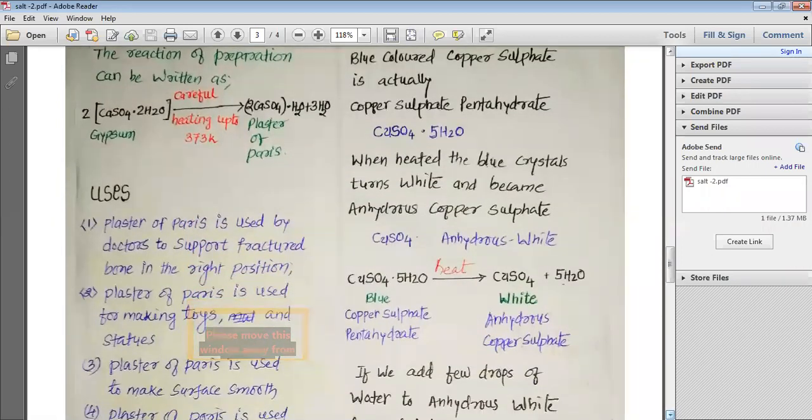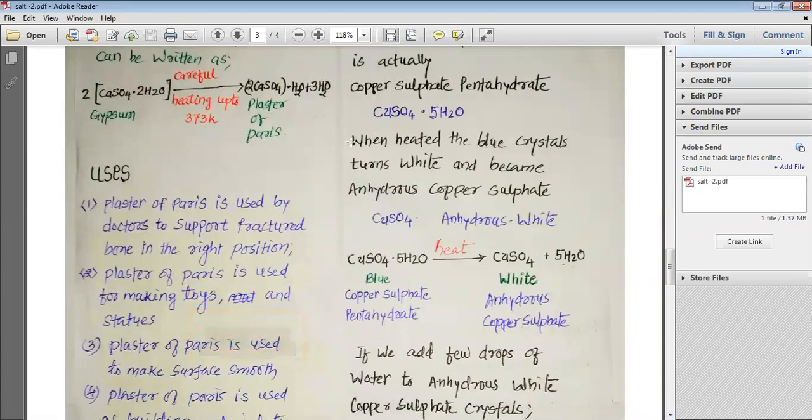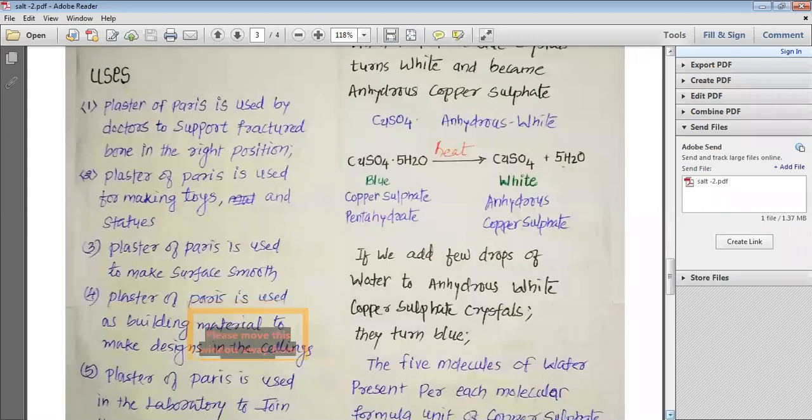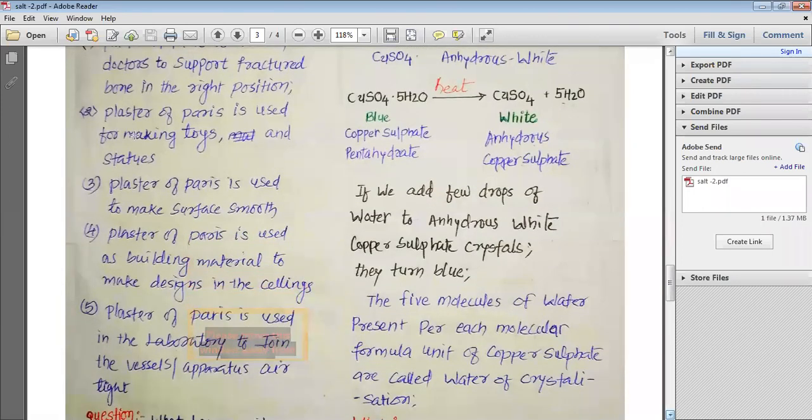It is very important for you to write the chemical equations correctly, and they should be balanced. Now we should see the various uses of plaster of Paris. Plaster of Paris is used by the doctors to support fractured bones in the right position. So if we have fractured bones, this plaster of Paris is used to keep them in the right position by applying a plaster. This plaster is nothing but our plaster of Paris.